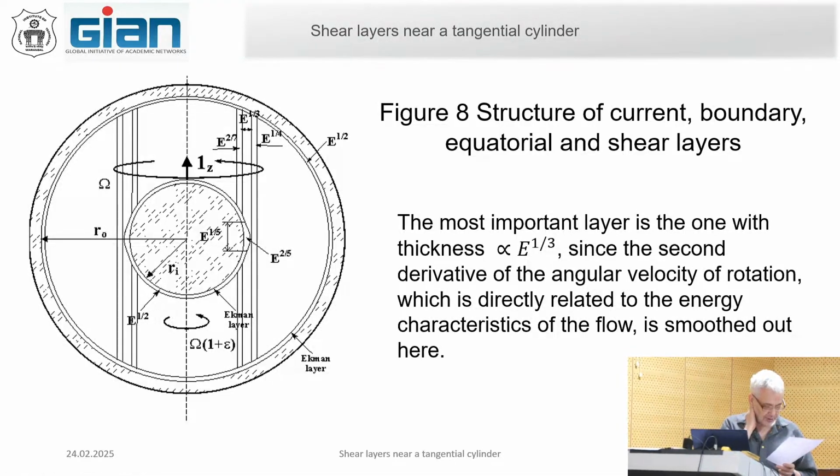So here the sharp discontinuities of the angular velocity of rotation are smoothed out, which reaches the maximum value on the tangent cylinder, and immediately outside the tangent cylinder it turns to zero. In addition, the weak meridional current, which also has sharp discontinuities on the tangent cylinder, is smoothed out here. Each of the layers is responsible for smoothing out an individual characteristic of the flow.